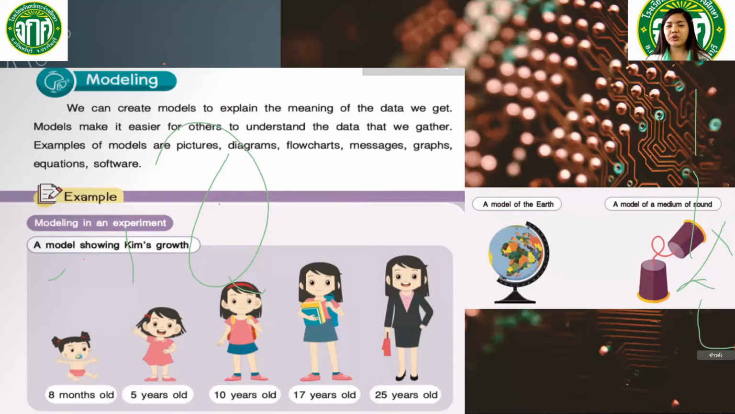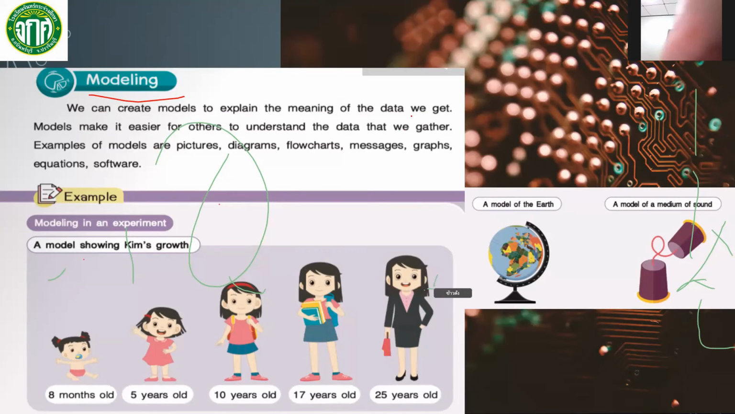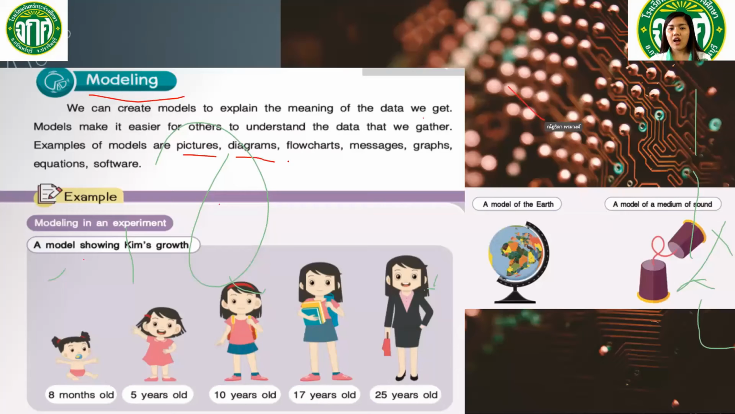Okay, so let's move on to modeling. So this is the last part. Okay, so what is modeling? So modeling, we can create models to explain the meaning of the data we get. Models make it easier for others to understand the data we gather. Examples of models are pictures, diagrams, flowcharts, messages, graphs, equations, and software.